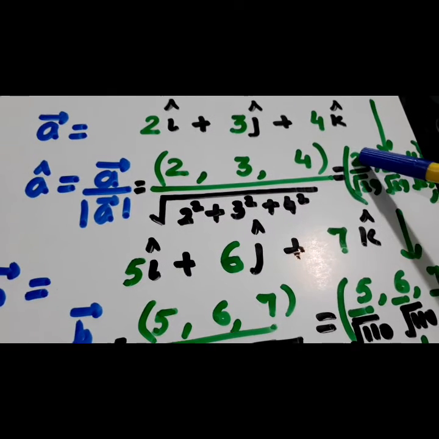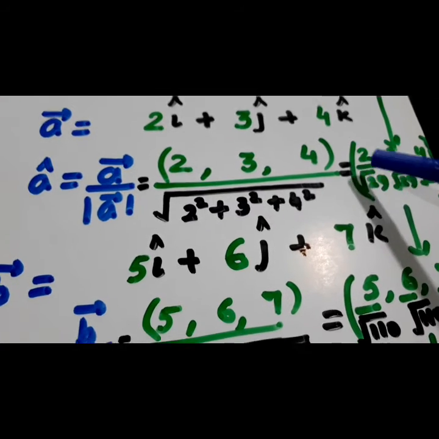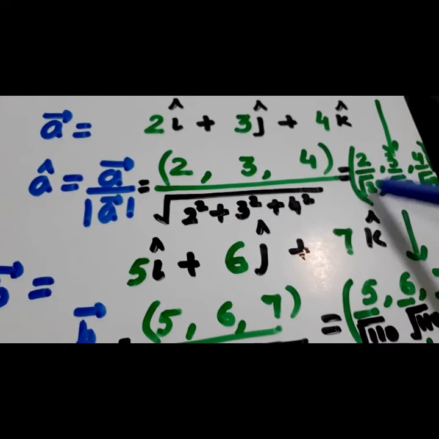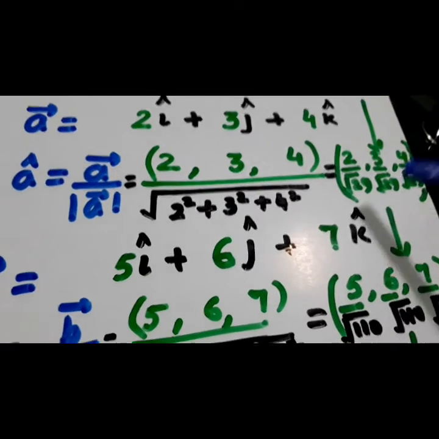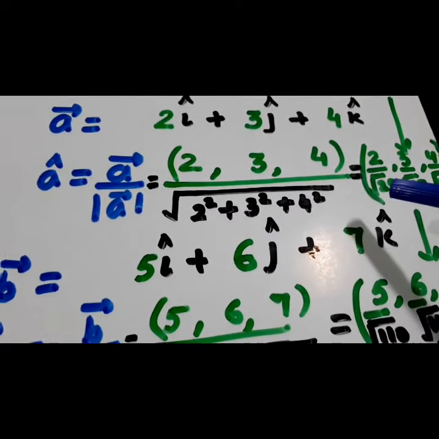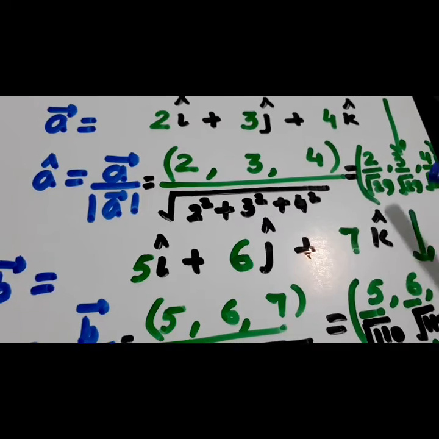Okay? Numerator is base and the denominator is hypotenuse, so it becomes cos. So directional cosines are cos alpha, cos beta and cos gamma. Alpha, beta, gamma are the angles which the vector makes with the x-axis, y-axis and z-axis.